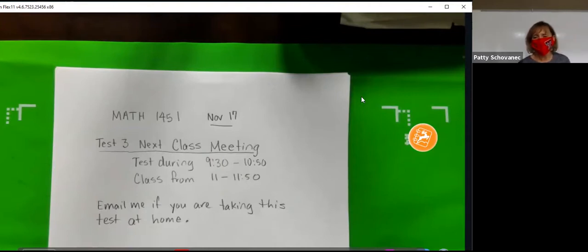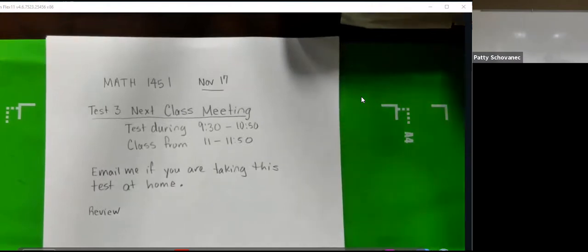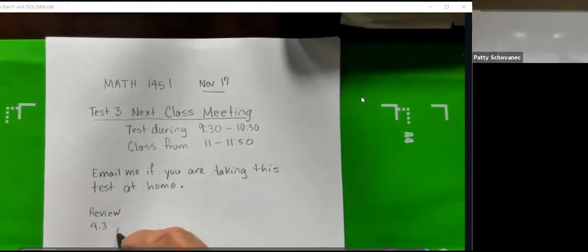Okay, does anyone have any questions on what the test will be over? Because I don't know. What is the test over? It begins on section, here's where you'd come in handy. Begins on section 4.3. Then we add 4.4, 4.5, 4.6, 5.1, 5.2, 5.3, and 5.4.